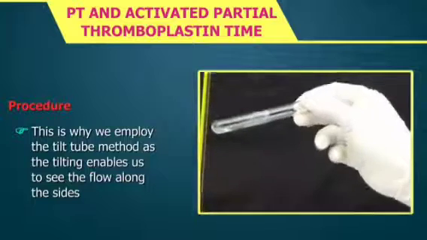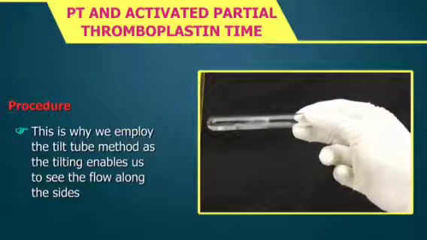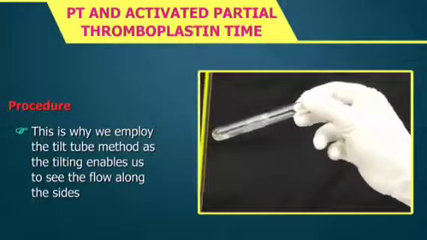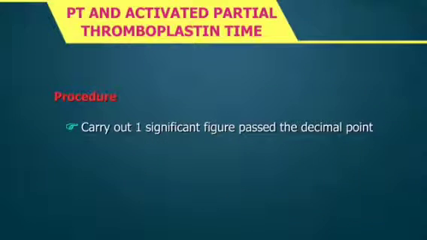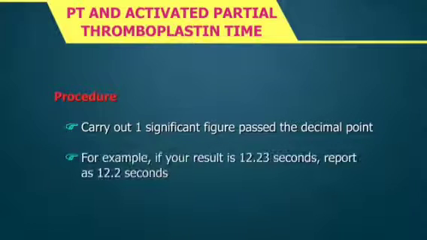This is why we employ the tilt tube method, as the tilting enables us to see the flow along the sides. 8. Stop the stopwatch immediately when the clot begins to form and record the time in seconds. Carry out one significant figure past the decimal point. For example, if your result is 12.23 seconds, report as 12.2 seconds.